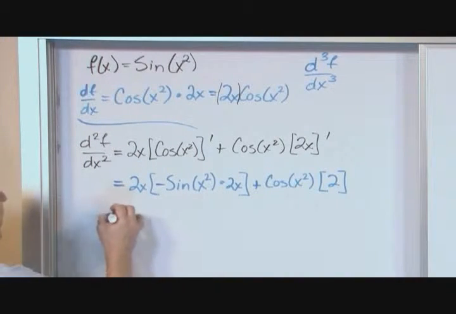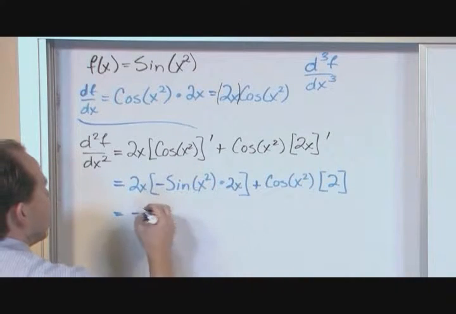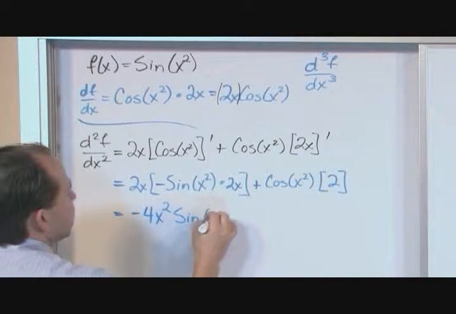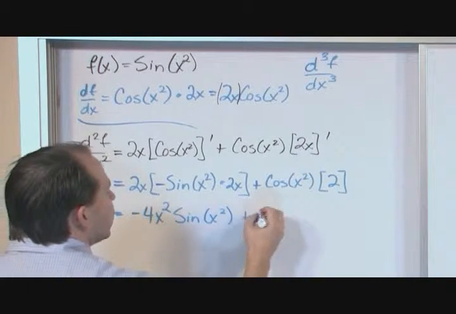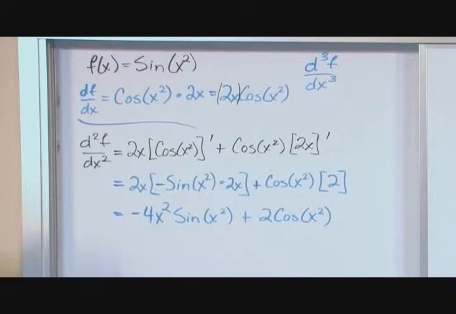So let's go ahead and rewrite everything here. So we have a negative sign, negative. 2 times 2 is 4. X times x is x squared. So we have 4x squared sine x squared plus, the 2 comes out, cosine x squared. Right? So we have negative 4x squared sine x squared plus 2 times cosine of x squared. So this is d squared f dx squared. This is the second derivative. If our problem had just said, let's go ahead and take the second derivative, we would just stop right there.